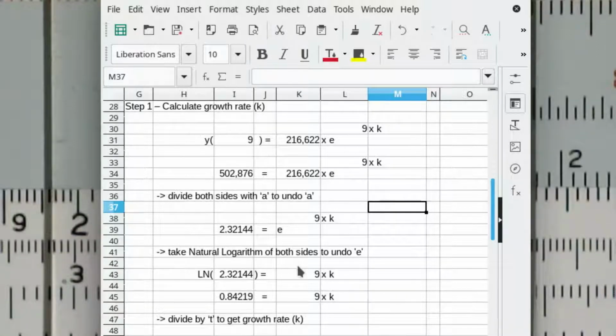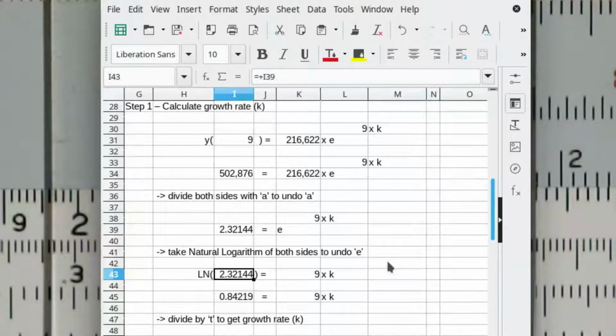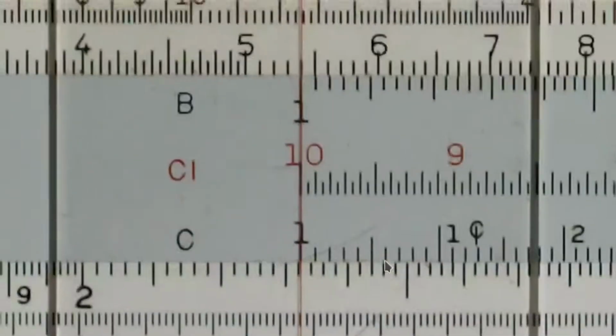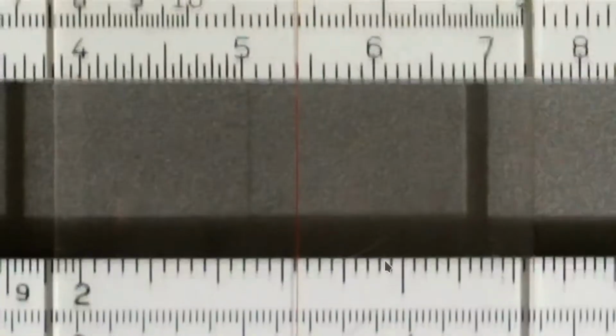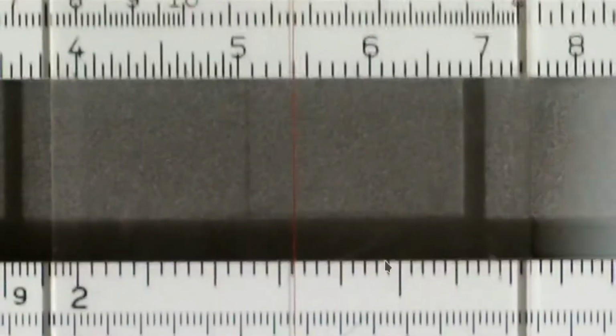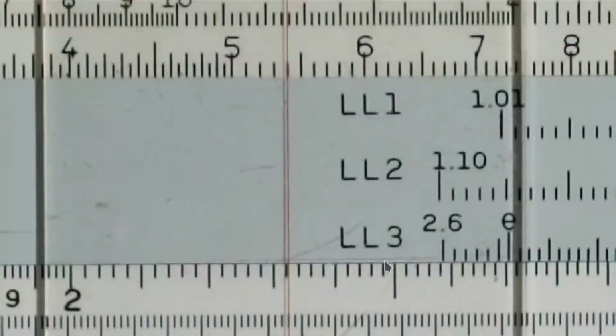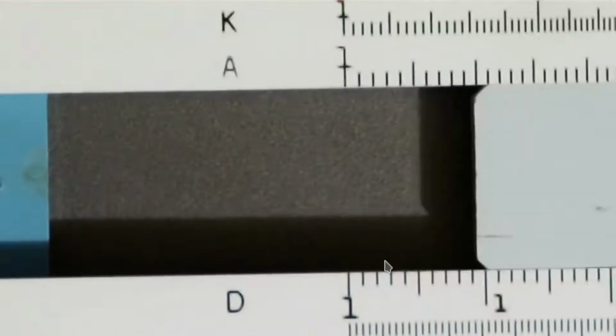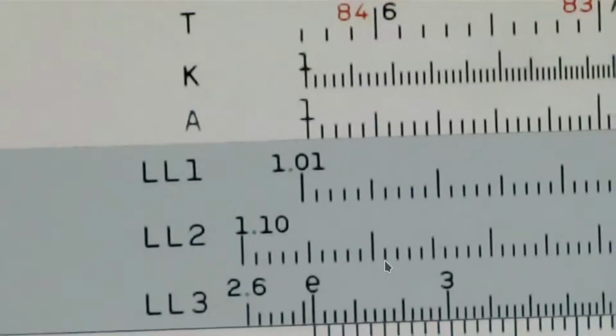So next thing is to take the natural logarithm to undo the e, Euler's number. So we need the natural logarithm of that 2.32, and for that we need the log scale. So I'm just going to slide that out, flip it over, and then insert it. And here you have log 1, 2, and 3, and they are just from small to very large numbers, and depending on which one you need, you'll read it off the various scales. So at the beginning of the index, we'll just align the E, Euler's number, above 1, because those are the scales we're interested in.